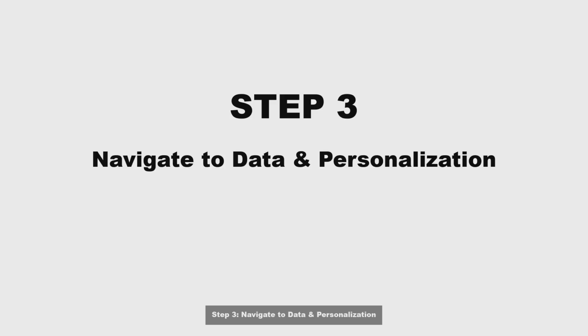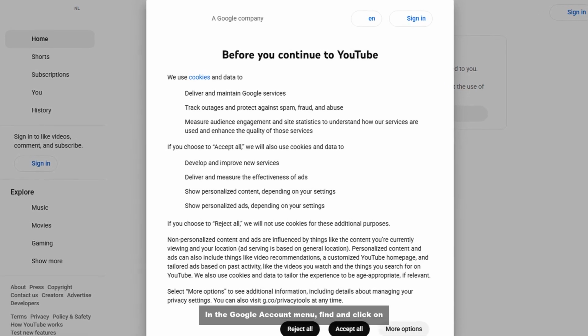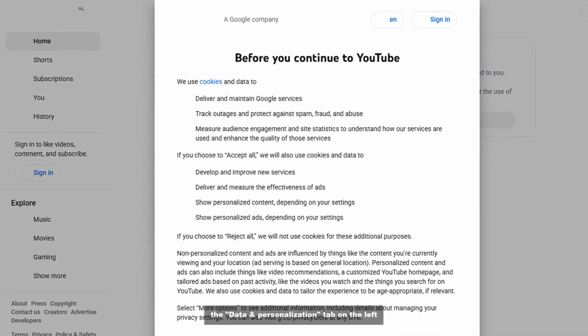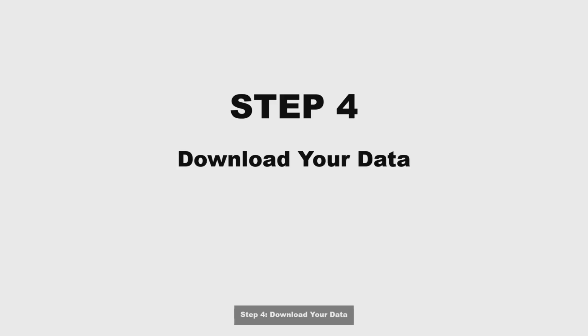Step 3. Navigate to Data and Personalization. In the Google account menu, find and click on the Data and Personalization tab on the left side of the screen.